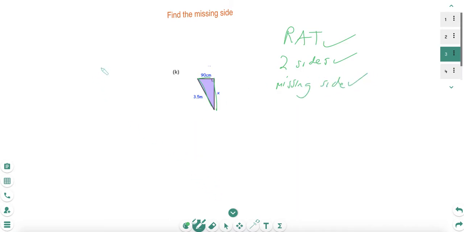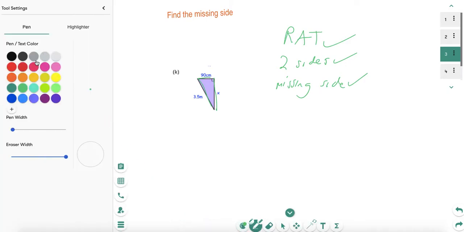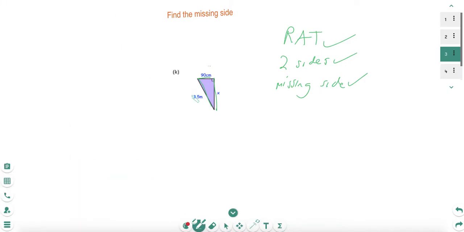So, let's first label our triangle. The diagonal side is always C, so C, A, B. Okay, and let's plug this into our Pythagoras theorem. So A is 90, so 90 squared, plus B. Oh, B is x. x squared is equal to C.